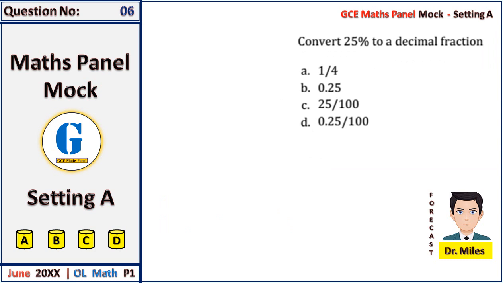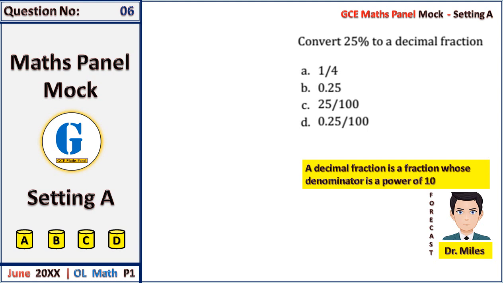Question 6. Convert 25% to a decimal fraction. A decimal fraction is a fraction whose denominator is a power of 10. So 25% gives us 25 on 100, and this is the decimal fraction.